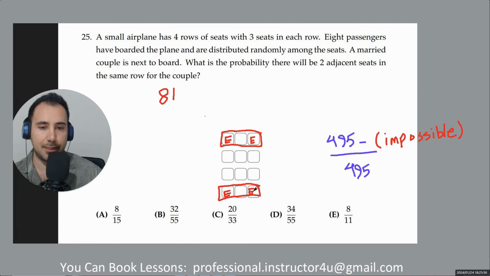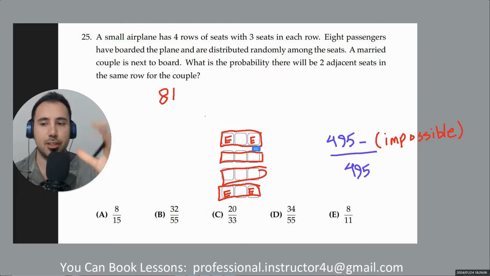So we have 4 empty seats. What if there are 2 by 2? How many ways is that? Okay. So it's going to be, we have 4 rows. And we're just going to choose 2 of these rows. Okay. Let's go do that.